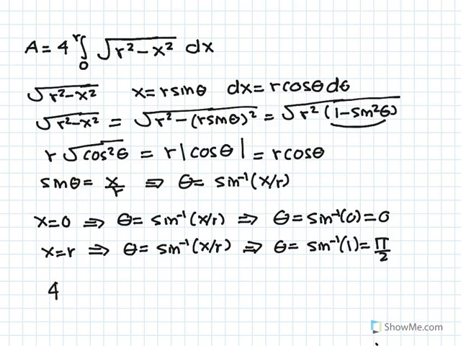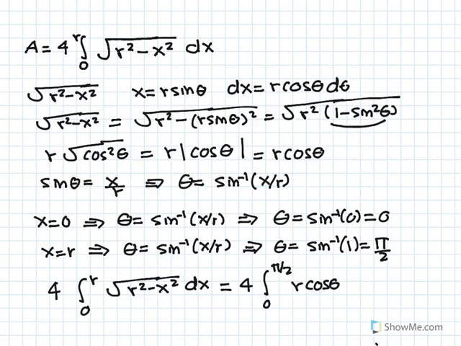So what we have shown is 4 times the integral from 0 to r of root of r squared minus x squared dx. We have applied trig transformation to this integral, and we have produced a trig integral. 4 times the integral from 0 to pi over 2 of r cos theta times r cos theta d theta. Hopefully this trig integral will be easily solvable. So r cos theta, this part is just the integrand, root of r squared minus x squared. And this part, r cos theta d theta, this is just dx.